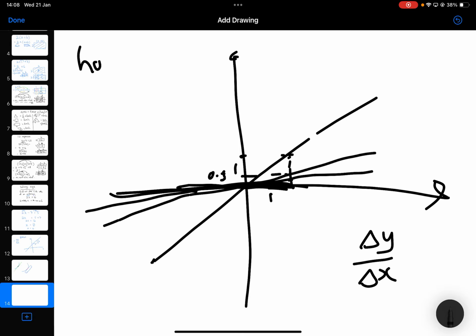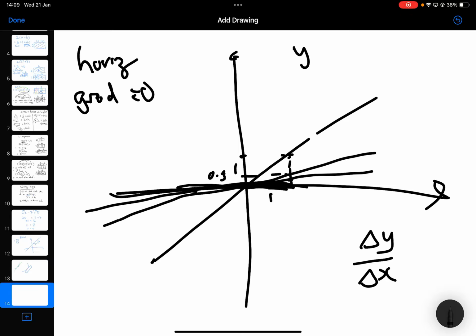So for a horizontal line, the gradient is 0 because no matter how far I move, I never go up at all. So my change in y never changes. So it is always 0. 0 divided by how far I go is still 0. So a horizontal line has a gradient of 0.